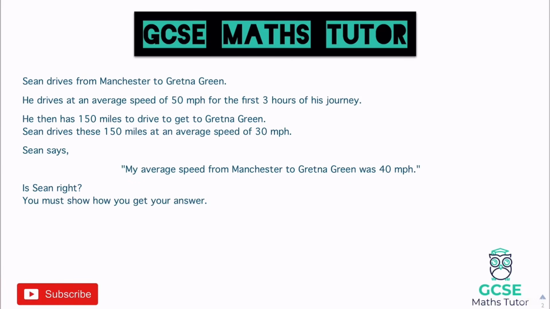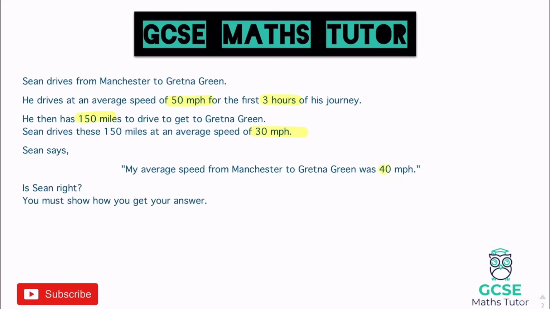Okay, so this question says Sean drives from Manchester to Gretna Green, so M to G. He drives at an average speed of 50 miles an hour for the first 3 hours, so for the first part of the journey. Then he has 150 miles to drive to get to the end of his journey to Gretna Green. So Sean drives those 150 miles at an average speed of 30 miles per hour. Sean says my average speed from M to G, so the whole journey, was 40 miles an hour. Is Sean right? And you must show how you get your answer.